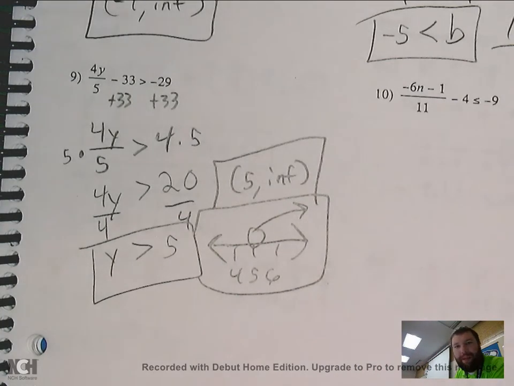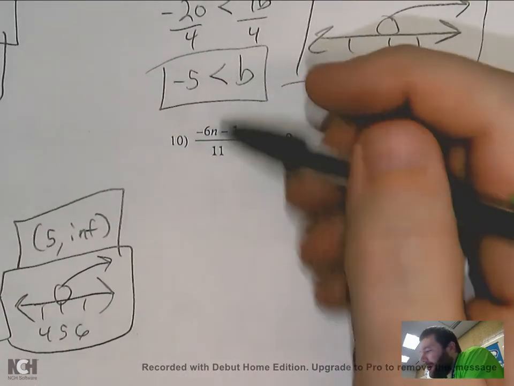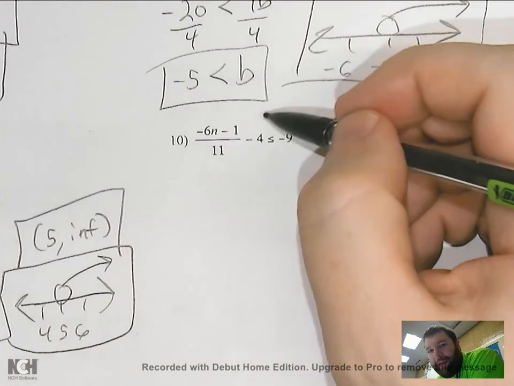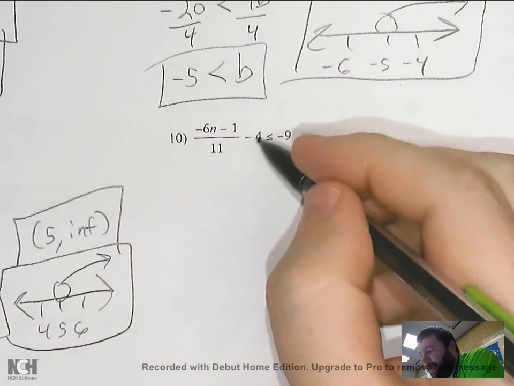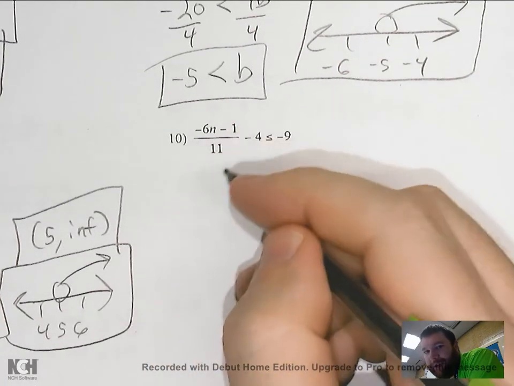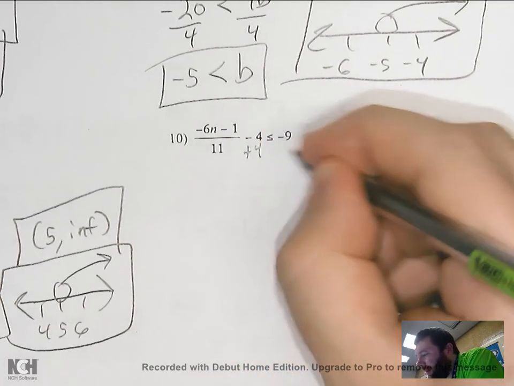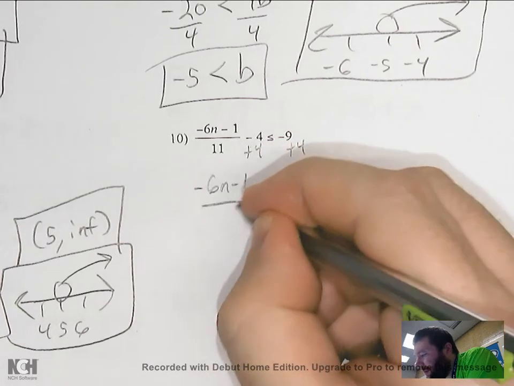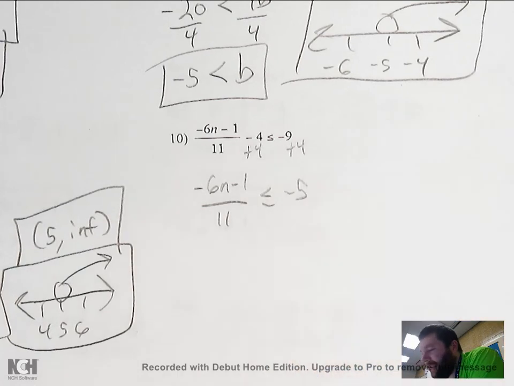Okay, and last one. So last one, we've got this whole party business stuff. So best friend, acquaintance, creeper. Anytime you have that, something outside of it, you want to get this whole business all by itself first. So we're going to start by adding the 4. So get rid of that first. And that leaves me negative 6n minus 1 over 11 is less than or equal to negative 5.